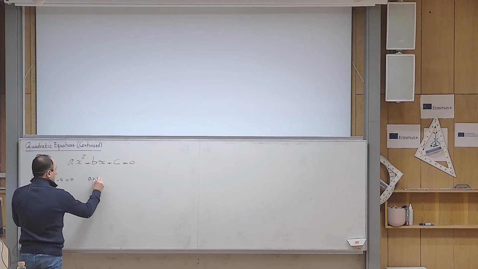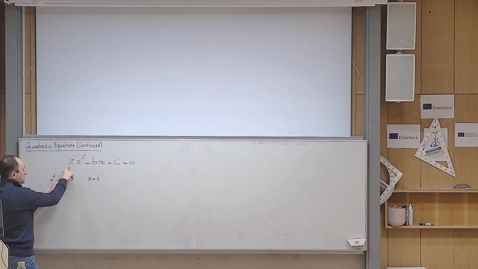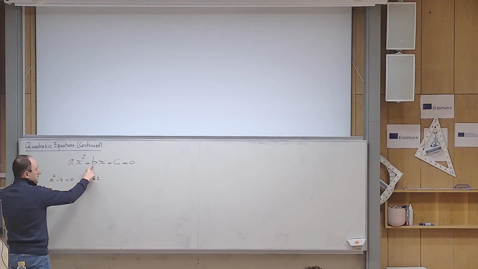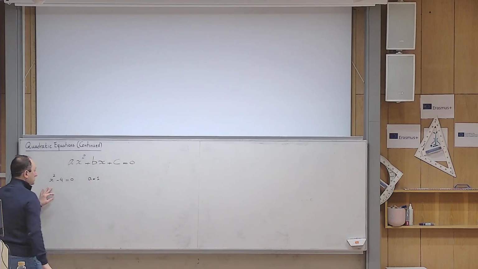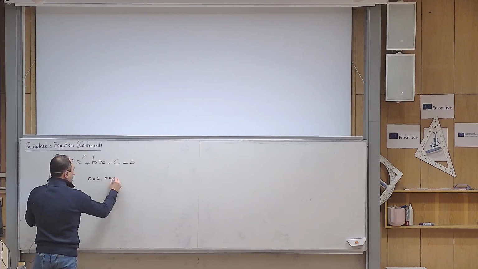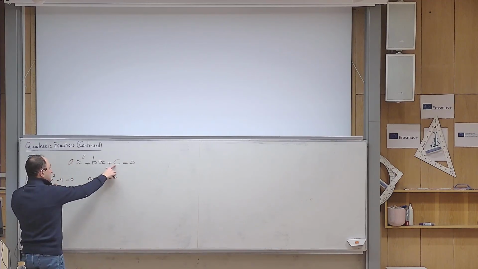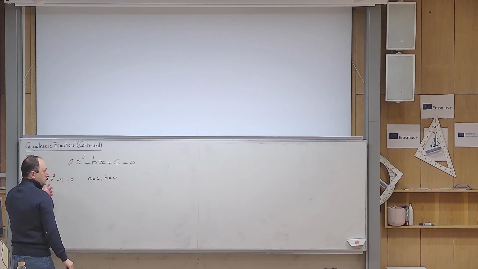a is 1 in this problem because a is the number multiplied by x squared. This number here is 1, even though it is not written. b is the number multiplied by x. There is no x here, so this means that b is 0. And c is the number without any x's at all, and that is minus 4.